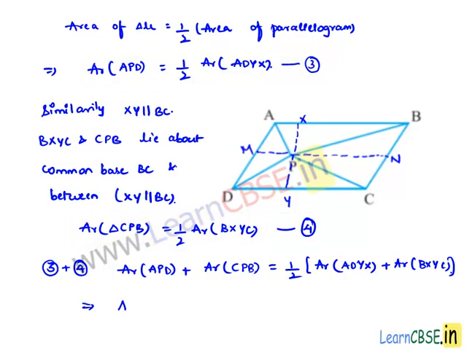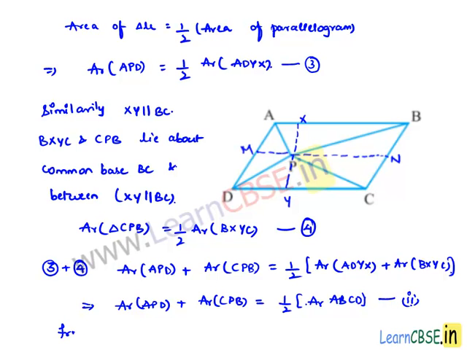That implies area of APD plus area of CPB is equal to half times the area of ADYX plus BXYC, which is nothing but the area of parallelogram ABCD. Let it be equation 2.